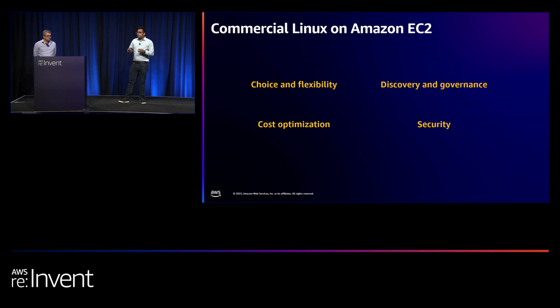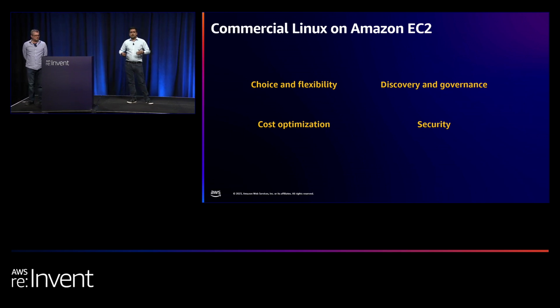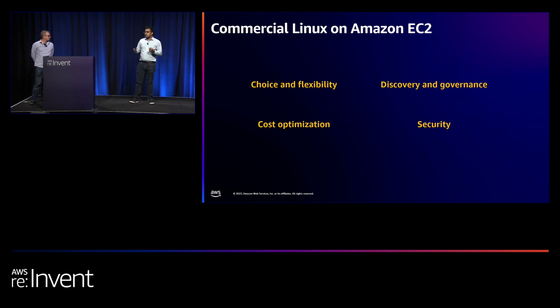We will start off by talking about the different types of commercial Linux products and subscription options that you have available, followed by a demo on AWS Systems Manager on how you can discover and govern your commercial Linux workloads. I'll talk about a couple of options or new ways in which you can cost optimize your Linux workloads. And finally, we'll touch on some of the security aspects with some of the end of support events coming up and how AWS can help you manage those transitions. So let's dive in.